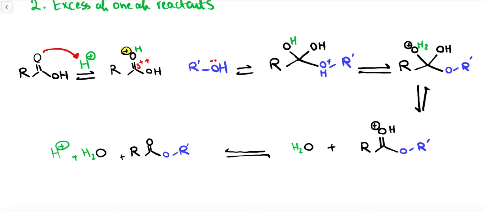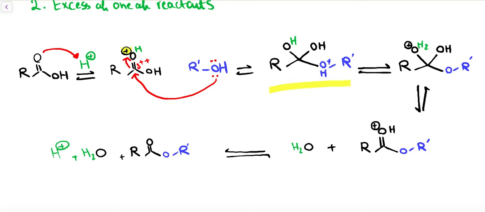Next, the electrons on the oxygen are going to attack our electrophile, and because the carbon cannot have 5 bonds, the pi bond is going to break like this, and we're going to get our tetrahedral intermediate shown here.